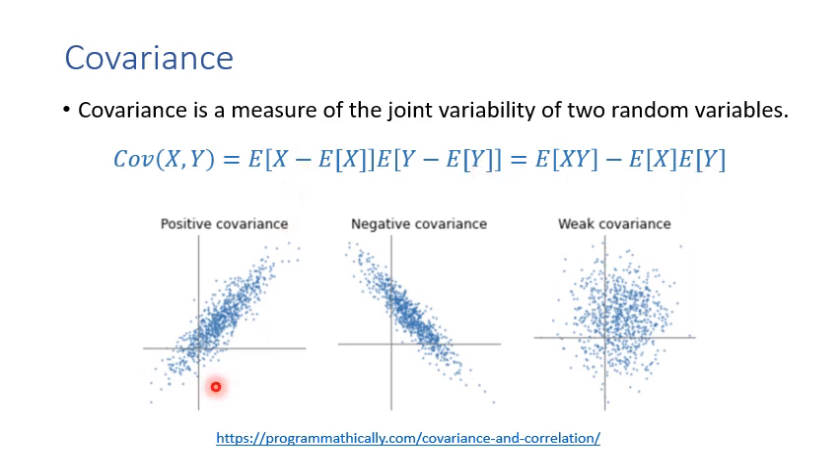Here are some examples of different covariance. If the two variables have positive covariance, suppose we have x and y variables, when x increases, y also increases, so it's positive covariance. If they have negative covariance, the increase of x may lead to the decrease of y. So they have negative covariance. Weak covariance looks like a scatter plot. It's not very correlated, it's very divergent, very diverse.